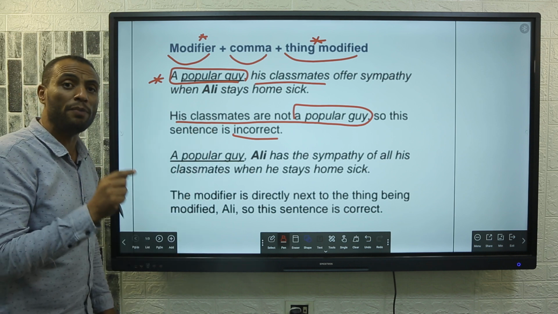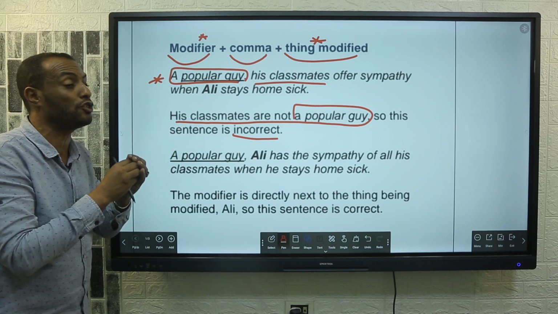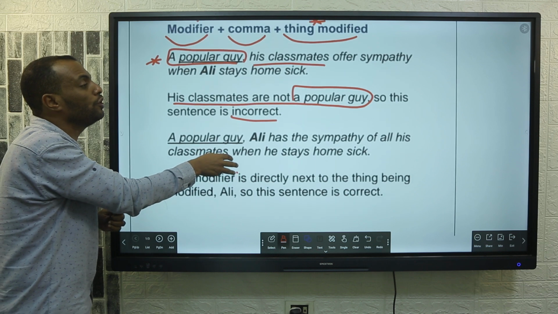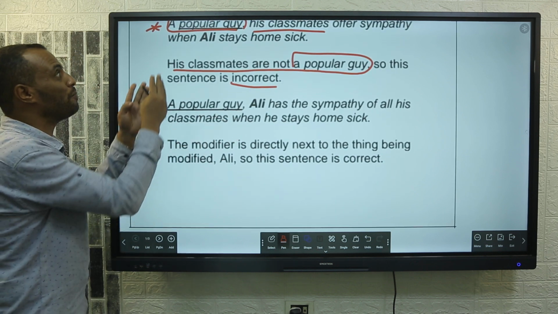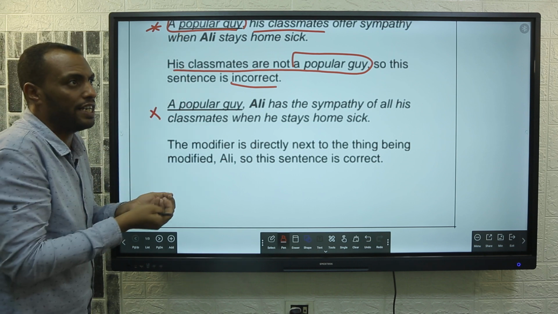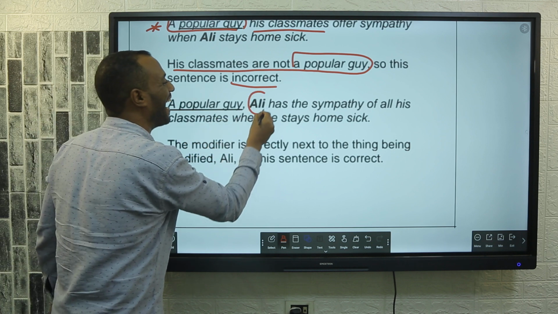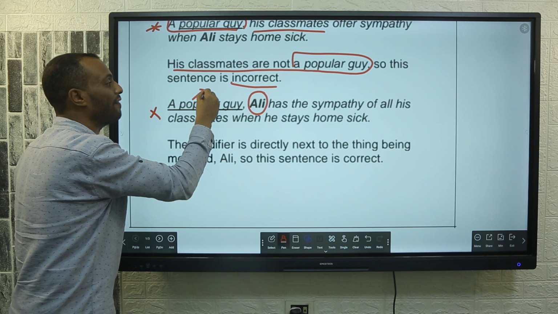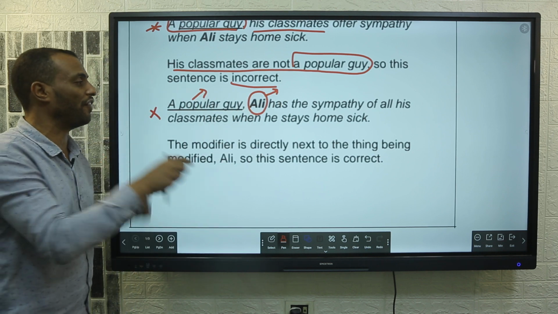So you have a problem related to your modifier placement. This means you are going to change the place. How, mister? If you compare the first one, which is incorrect, and the second one, which is correct, a popular guy, Ali. Now this one is correct. Why, mister? Because here I have the modifier, and then next to it, I have the thing modified.